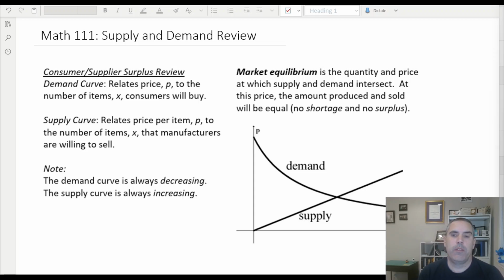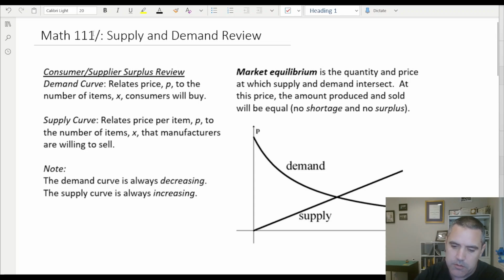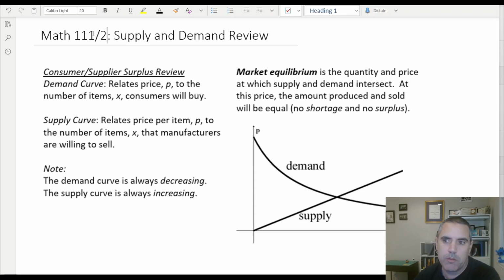Hello, Math 12 fans. I'm going to do a quick review of supply and demand for Math 111. So this is really a Math 111, 112 review. I always have more review material.